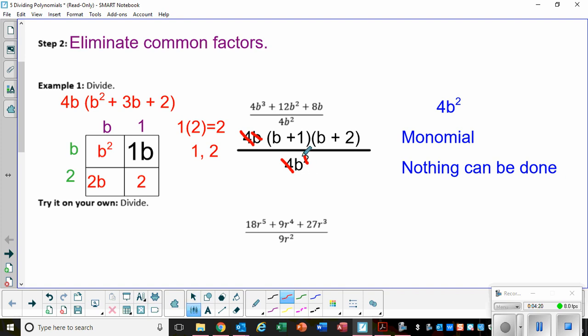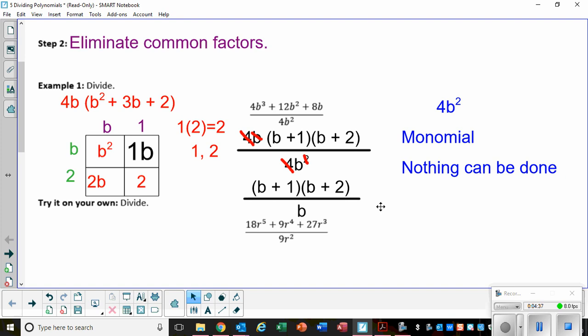If it's helpful for these GCFs and these monomials, you can expand it out to be b times b and cross out what they have in common, and that works too. The leftover stuff that I have, the stuff that's not crossed out, is going to be my answer.